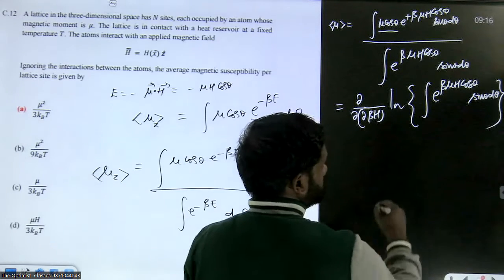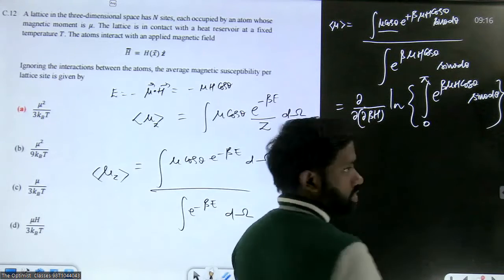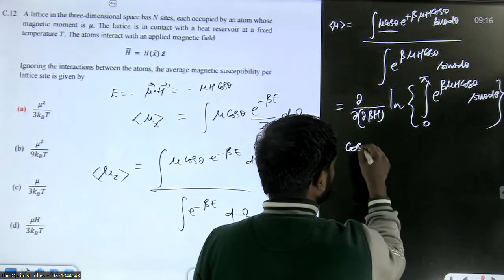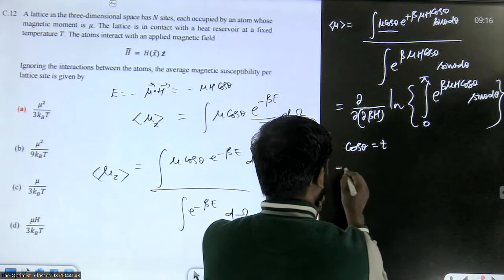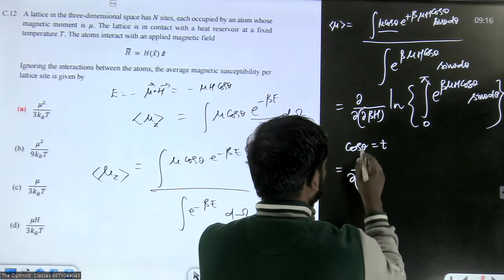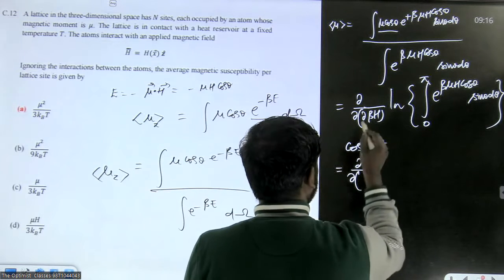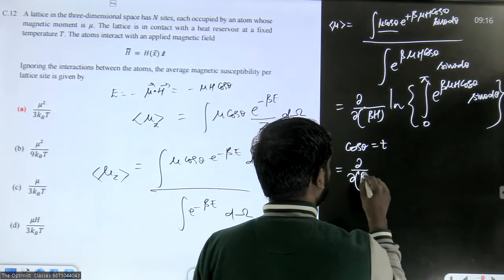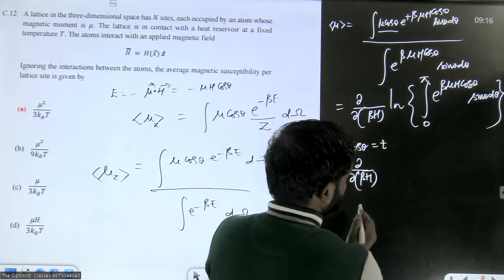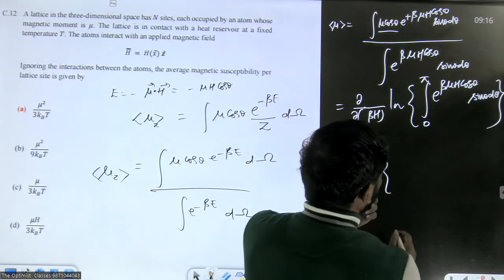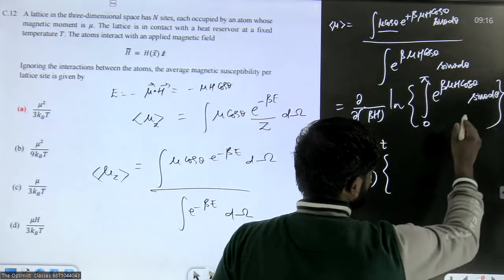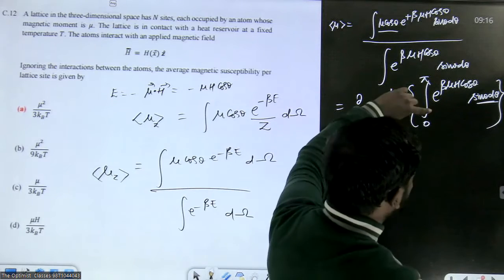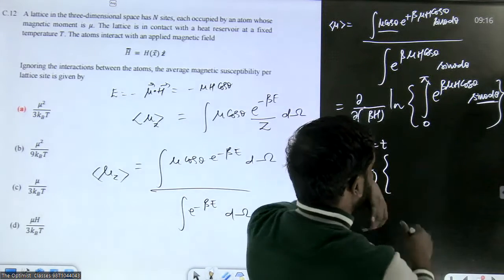So now we have to do this integration. The limit will be 0 to pi in 3 dimensions. To do this integration, put cos theta equal to some t. So we get here d of beta mu H. There is beta mu H only here, there is no d term. We are differentiating with respect to this. When you integrate, we'll put t here. This will become dt, and the limit will change from 1 to -1. So you do this integration.